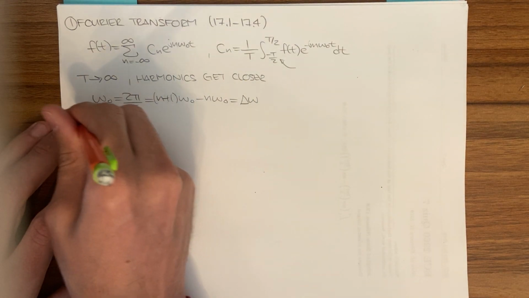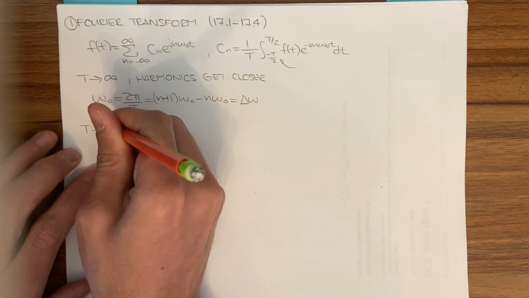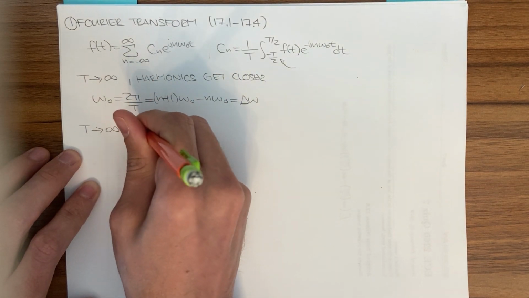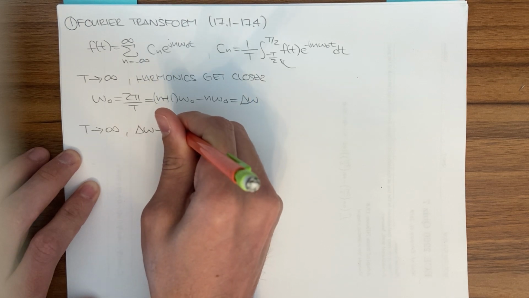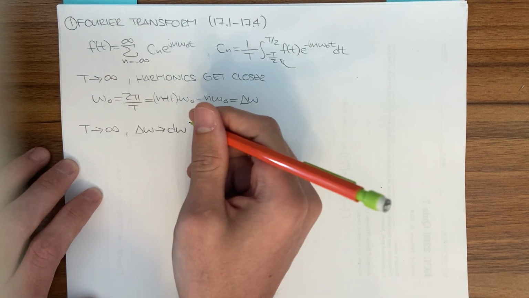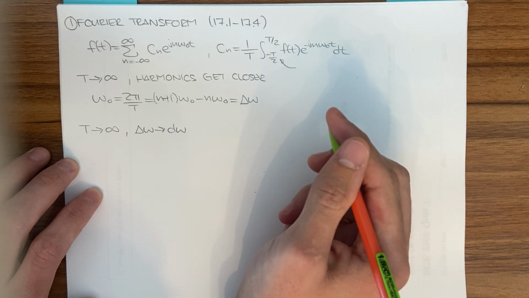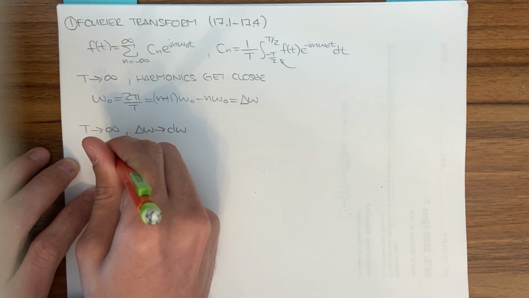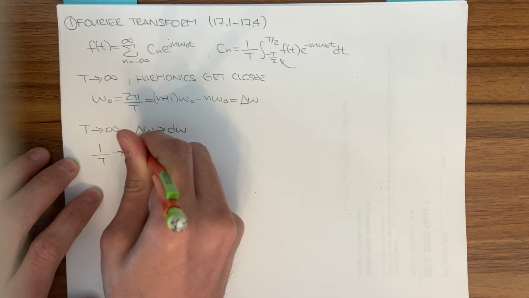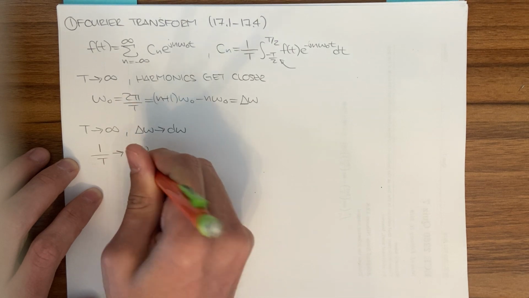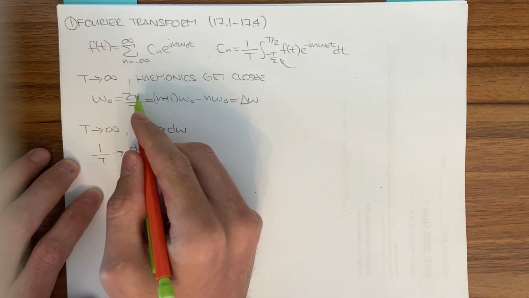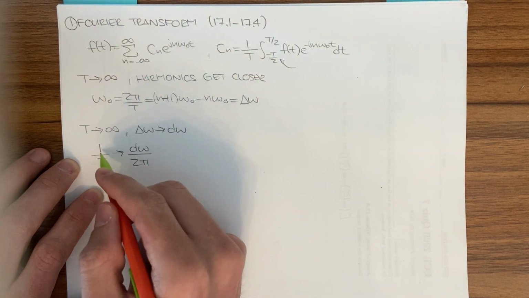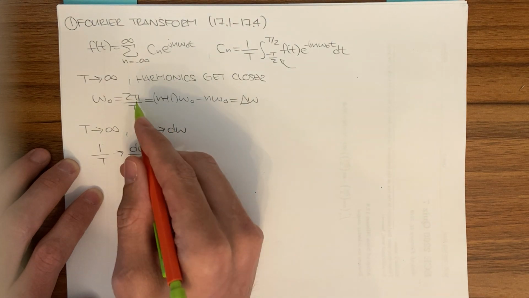Similarly, if big T goes all the way to infinity, then delta omega becomes just d omega at that point. So if we have 1 over big T, that'll turn into d omega over 2 pi, because remember, we need to include this 2 pi factor right here. Since we have 1 over big T, we just need to divide both sides by 2 pi to get that.